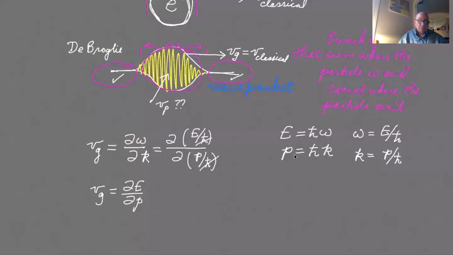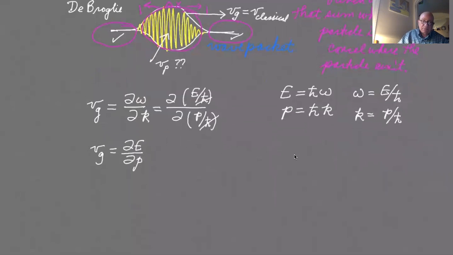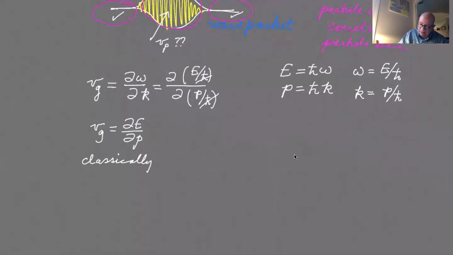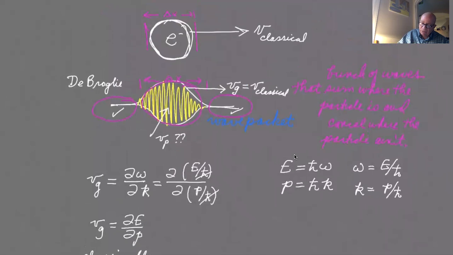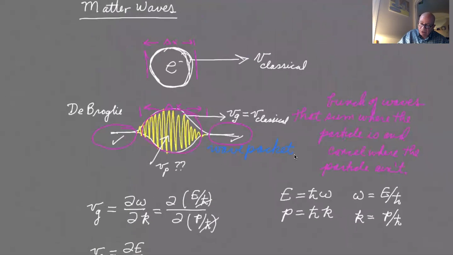And we get that the group velocity is going to be the change in energy with respect to the linear momentum. All right. Now, classically, we can work with this, because classically, we know that if this object is moving with no forces on it, okay, no forces, right?